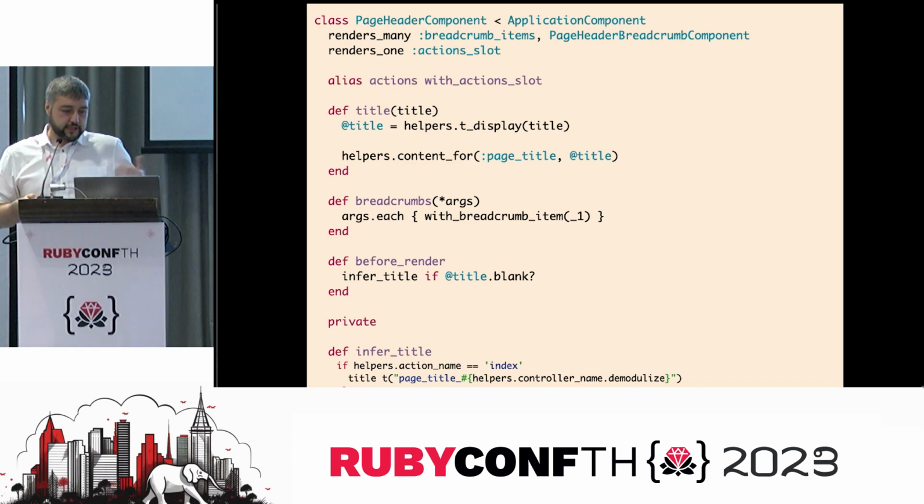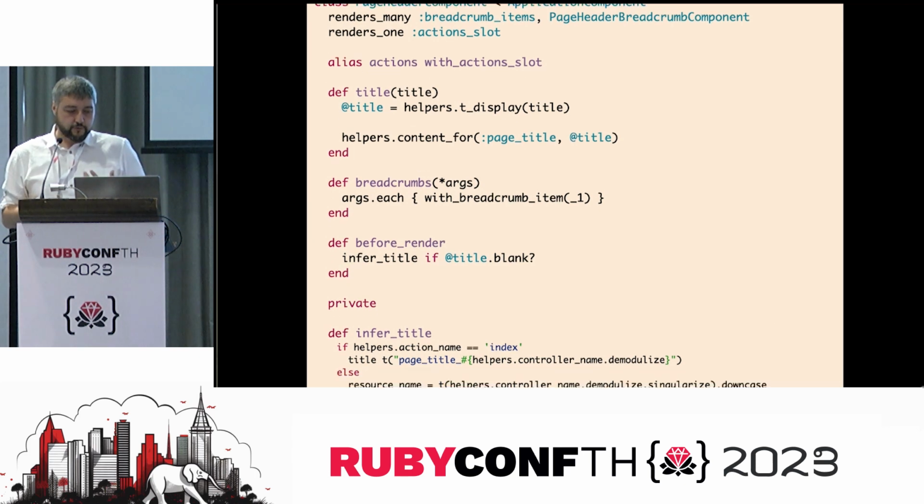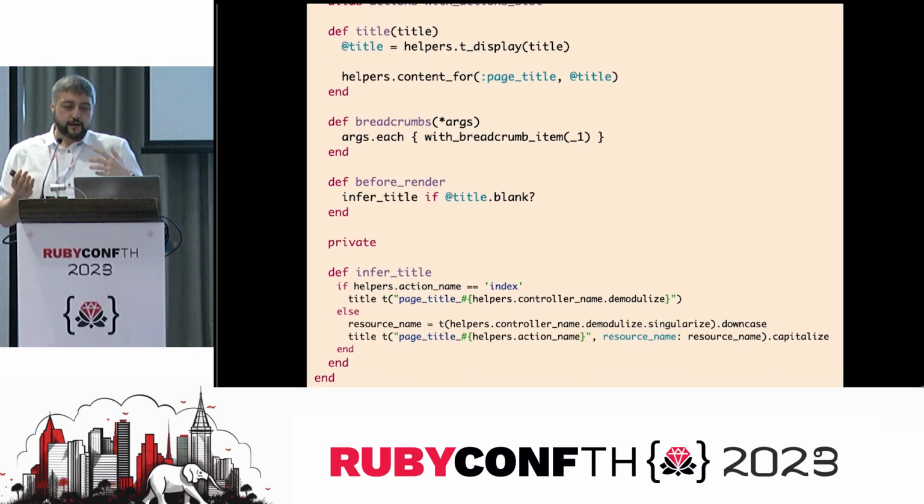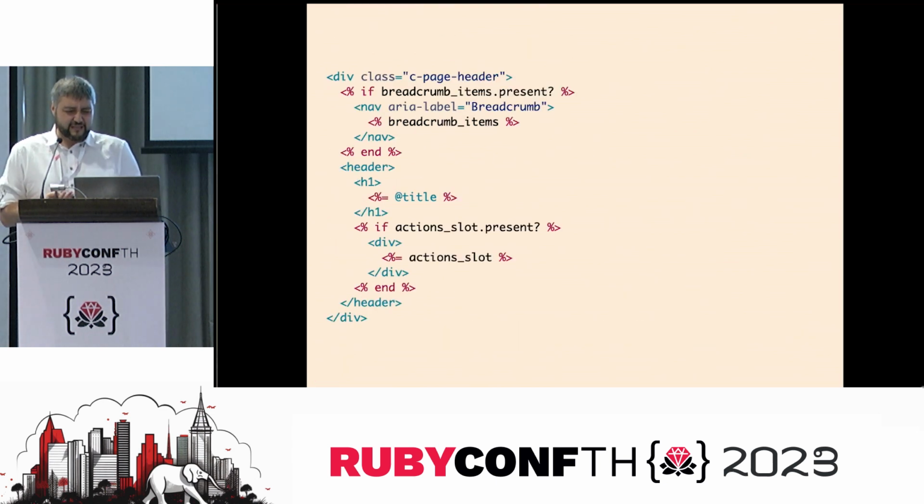The breadcrumbs just loop through the arguments, very simple. And I have something where if the title is not set, I infer the page title based on controller name, action name, resource name, again because I use internationalization here. Even if you don't use internationalization, this might be very useful for your projects, where you don't need to remember to always type stuff. It can just be inferred. And the component itself, again, is not very complex. It's just a navbar with headers and with actions. Very obvious here.